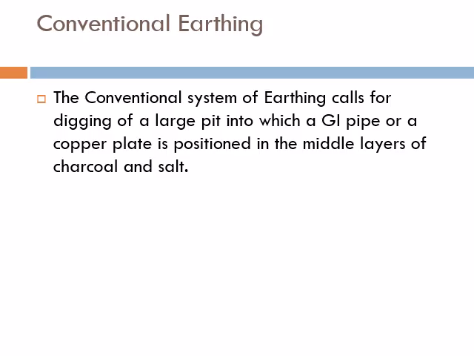Conventional earthing is nothing but digging a large pit in which they use charcoal and salt. In between the charcoal and the salt, they position GI pipes, that is galvanized iron pipes, or copper plates, in the middle layer of the charcoal and salt in the large pit which is dug.